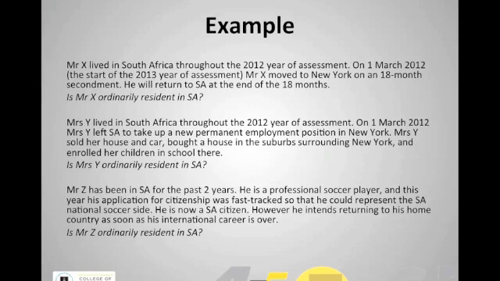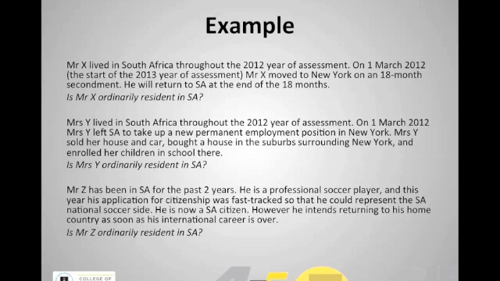In contrast, Mrs. Y lived in South Africa throughout the 2012 year of assessment. On the 1st of March 2012, Mrs. Y left South Africa to take up a new permanent employment position in New York. Mrs. Y sold her car and her house, bought a house in the suburbs surrounding New York, and enrolled her children in school there. Is Mrs. Y ordinarily resident in South Africa? I think there we would say no. Her example is more like that of Cattell than it is of Cohen.